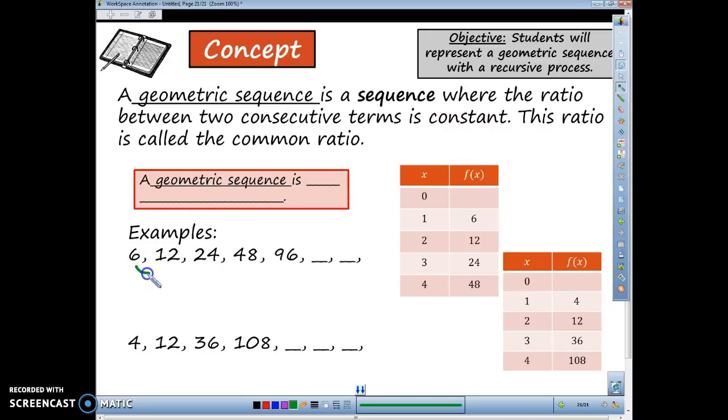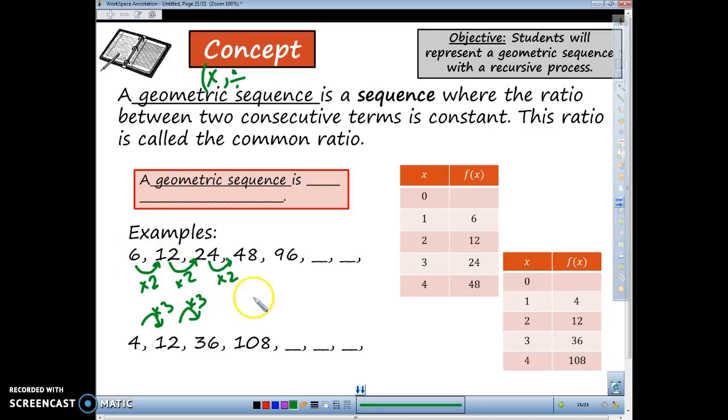Now I hope you noticed, to get from 6 to 12, all we did was multiply by 2. 12 to 24, again we multiplied by 2. And 24 to 48, we multiplied by 2. Here, 4 to 12, we're multiplying by 3, and this pattern continues. So a geometric sequence is where we are multiplying. Additionally, this occurs when we divide. So if we went 96 to 48, 48 to 24, 24 to 12, that would also be a geometric sequence.